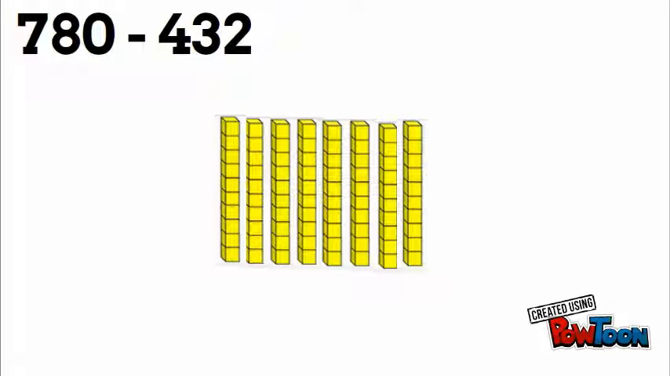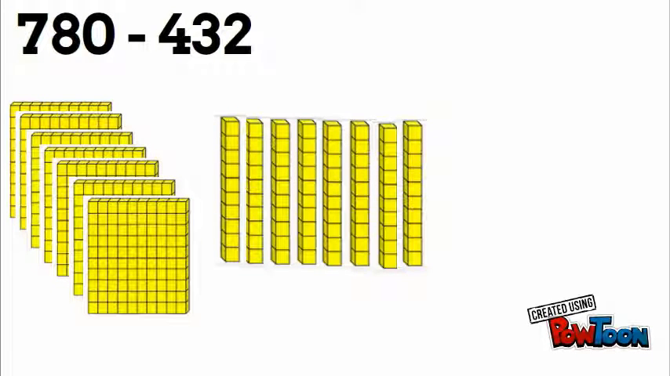Alright, let's try another one. 780 minus 432. So remember, we start with our first number, so we see we have 8 tens and 7 hundreds. Now we have to subtract by place value.